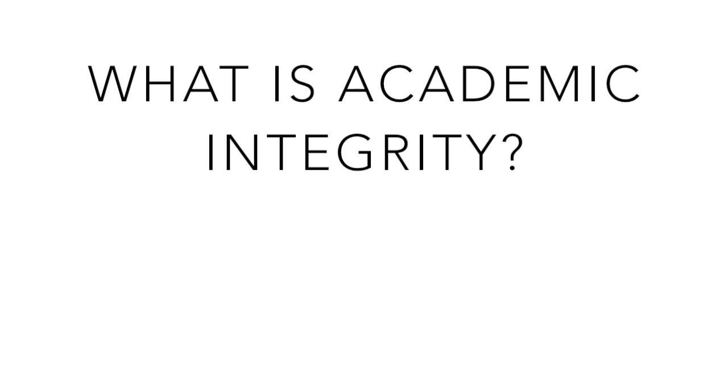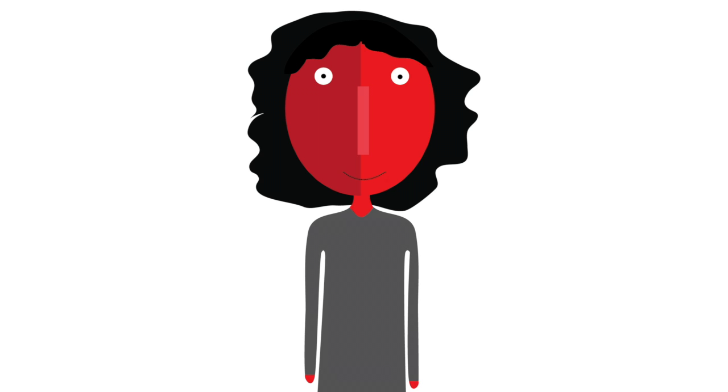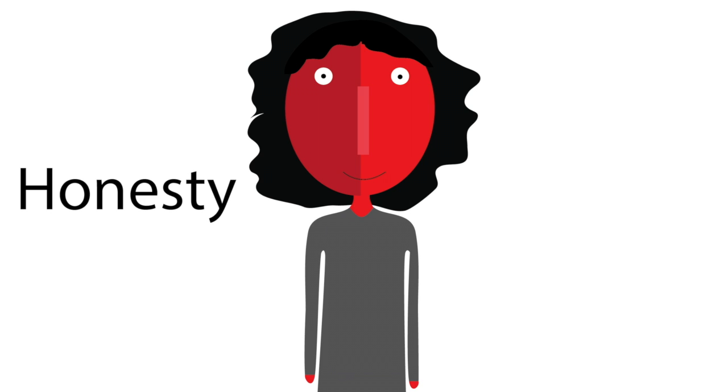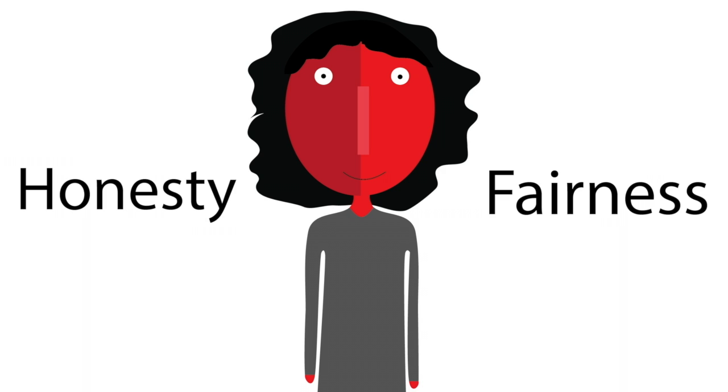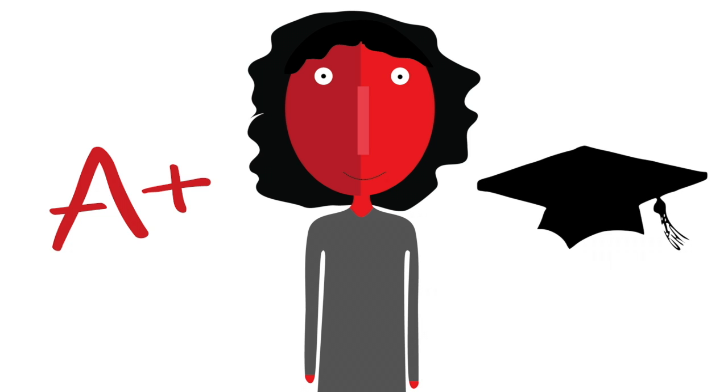So what is academic integrity? Academic integrity represents a set of values connected to maintaining honesty and fairness in our learning environment. Intellectually honest learners do not pass off another person's work as their own and do not take advantage of unauthorized aids. Their grades are earned fairly and reflect true learning.